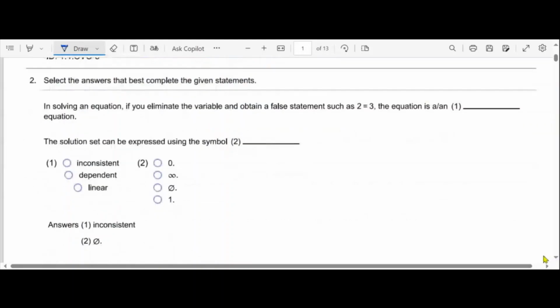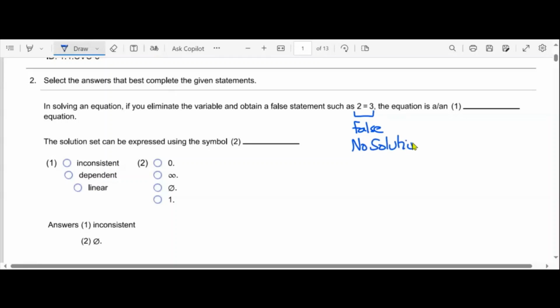Okay, next one, number 2, please read. Number 2, select the answers that best complete the given statements. In solving an equation, if you eliminate the variable and obtain a false statement such as 2 equals 3, the equation is blank. The solution set can be expressed using the symbol blank. Is this true? Is 2 equal 3? No, false. Therefore, there is no solution, correct?